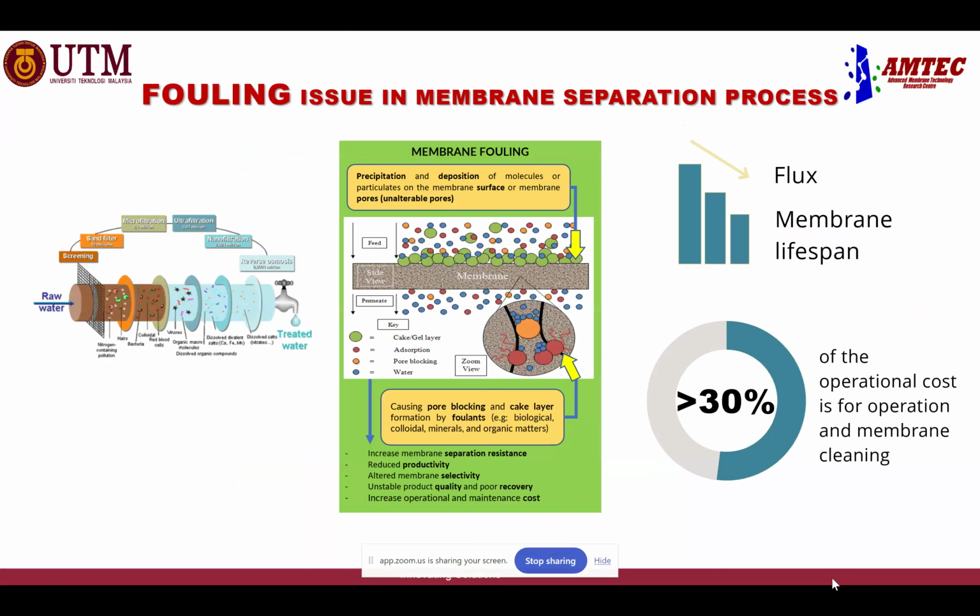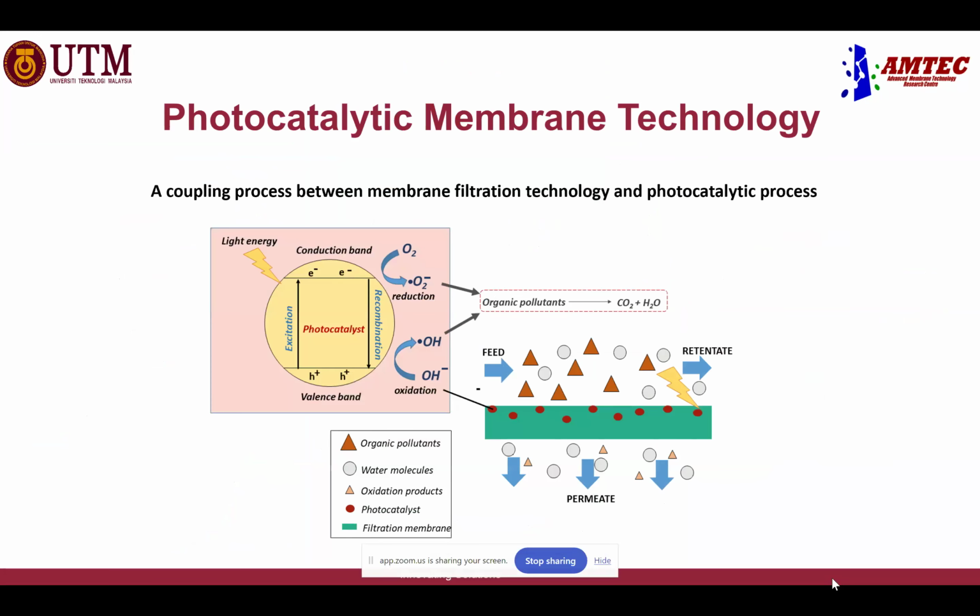So talking about the conventional membranes such as microfiltration, ultrafiltration, nanofiltration, and also reverse osmosis, which are driven by pressure and pore size, therefore fouling is inevitable in the membrane separation process. Therefore, hybrid photocatalytic membrane technology becomes a promising solution whereby the immobilized photocatalyst can help to degrade the fouling on the membrane surface or sometimes in the membrane pores, and hence this hybrid membrane can have a self-cleaning feature.